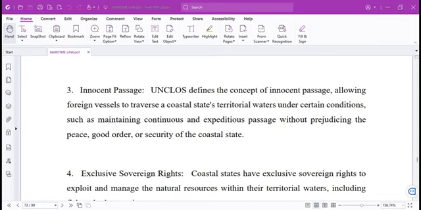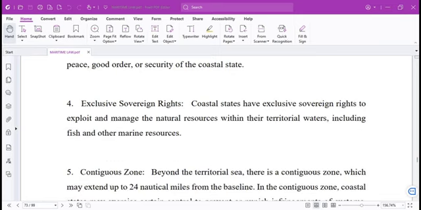The fourth one here is the exclusive sovereign rights. The coastal states have exclusive sovereign rights to exploit and manage the natural resources within their territorial waters, including fish and other marine resources.